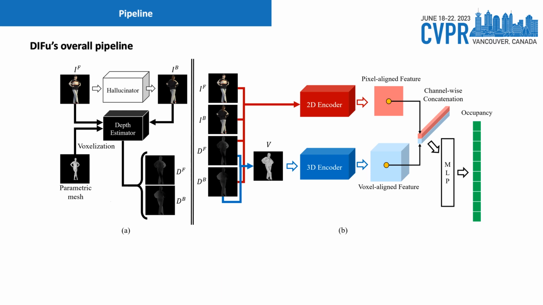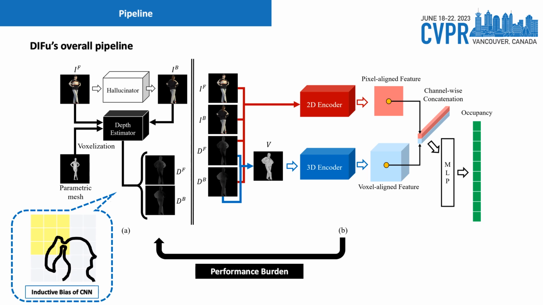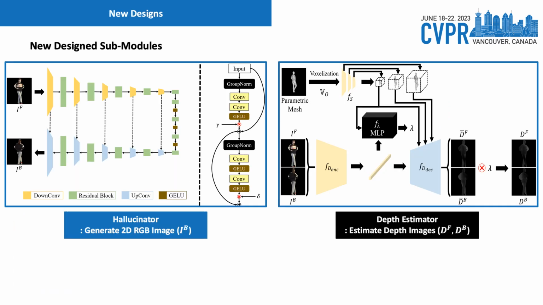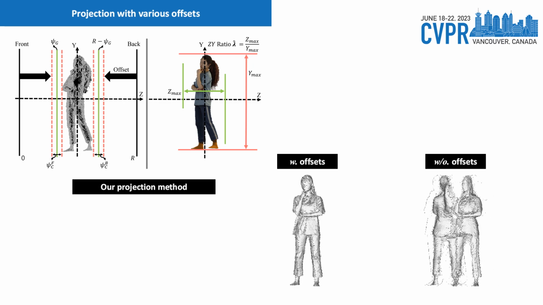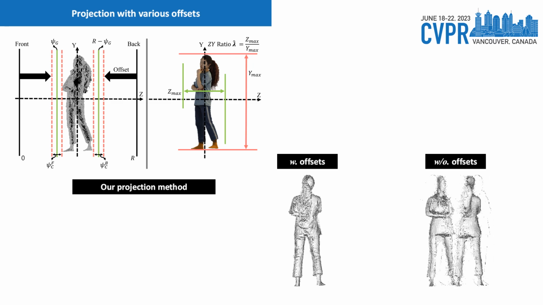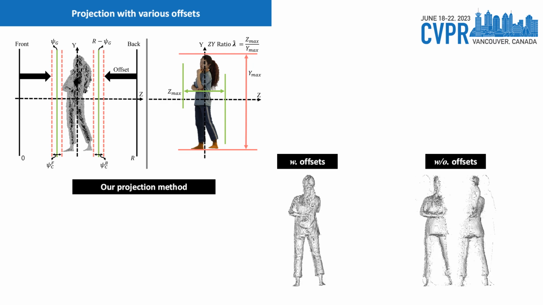In DIFu, the burden that was previously placed on the implicit function is shifted to two sub-modules. Since the modules are designed based on UNet, we can assume the inductive bias of the convolutional operation. This approach allows us to address the aforementioned issues and resolve them effectively. To achieve faster computation, we propose the design of two new submodules. Because the depth estimator does not estimate depth accurately corresponding to the scale of the human height, we introduced various offsets. Without the offsets, the implicit function would not receive a proper 3D voxel.